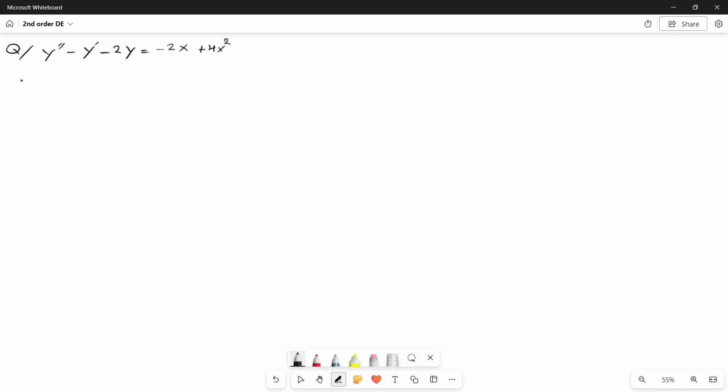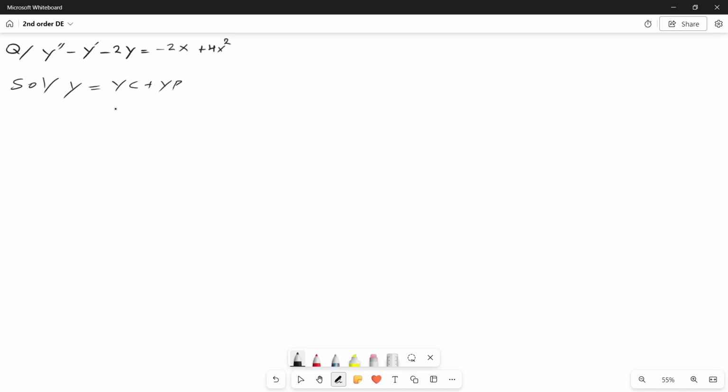Now, the typical solution for a second order non-homogeneous differential equation looks like this. y is equal to yc plus yp, yc being the complementary solution and yp being the particular solution. We discussed these in previous videos that will be in the description.